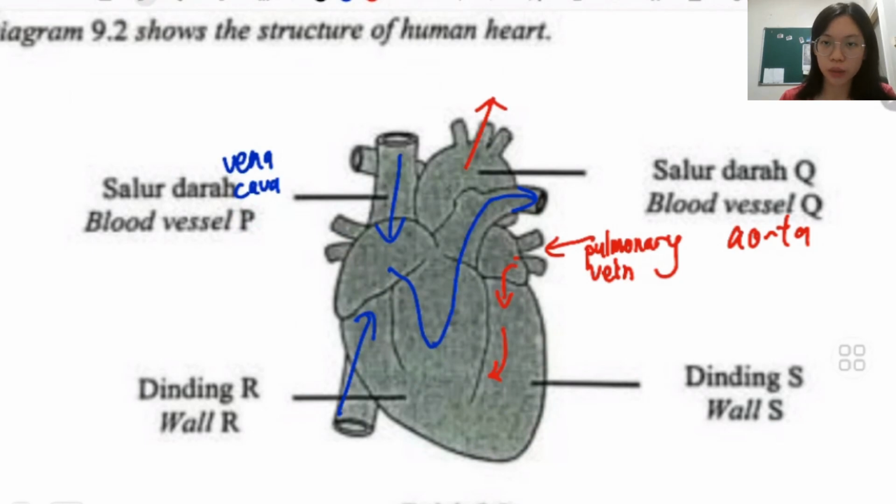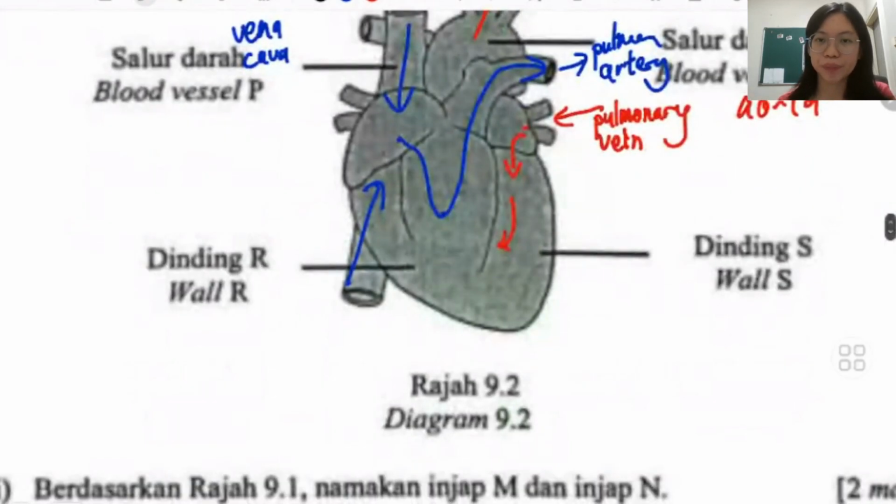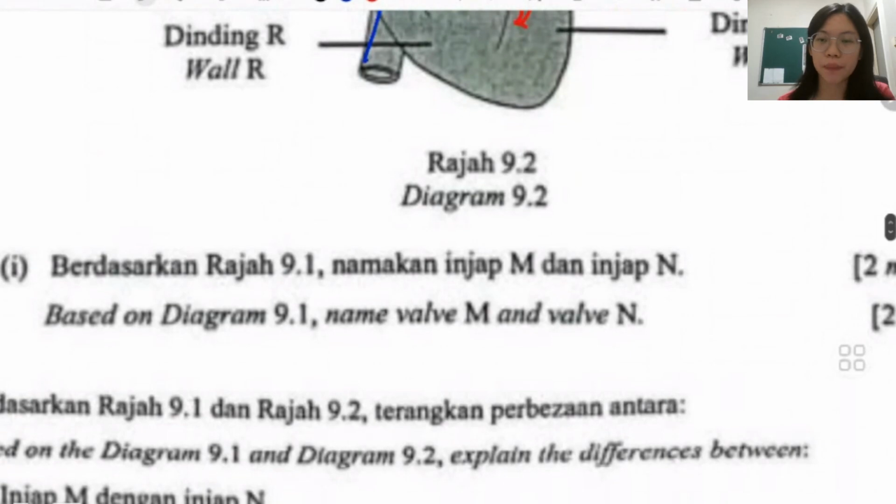So who's the one that transports the blood out of the heart? It is the artery. What artery? Out of the heart, this one, the deoxygenated blood. Do you still want to transport it to your body cells? No. You want to go to your lungs already. So it is called the pulmonary artery. Okay, so name valve M and N.